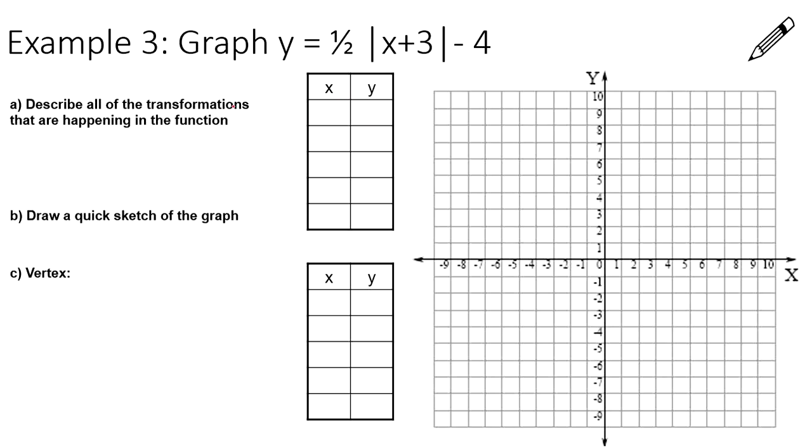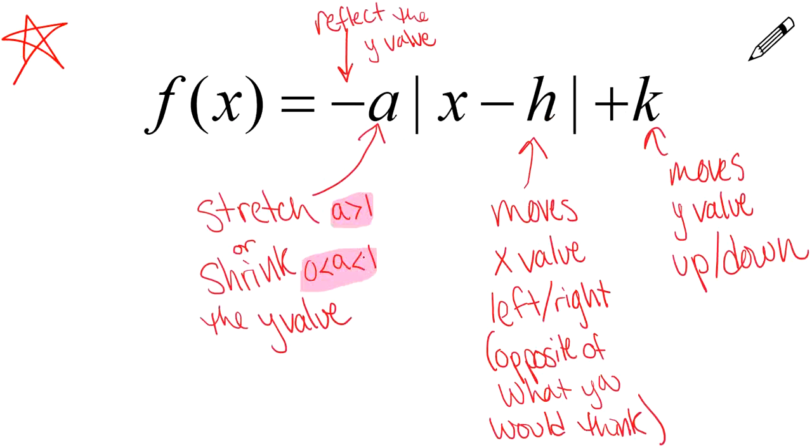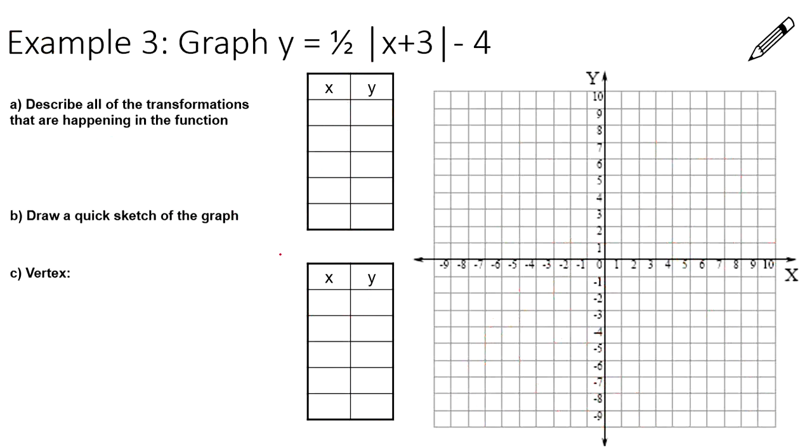Okay, so before we graph, let's describe everything that's happening with the transformation. So now I have this number out in front, and remember that number is less than 1, which means it's going to shrink my overall function by 1/2. So there's a shrink by 1/2 happening, or a compression, which means that it's going to get wider. And then we have a plus 3 happening on the inside, which means that I'm moving left 3, and then I'm going down 4.